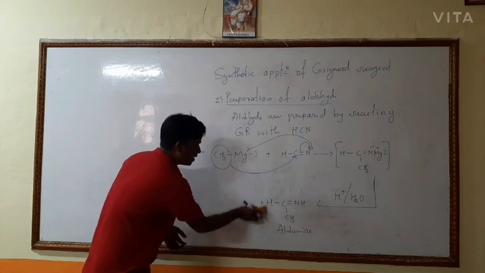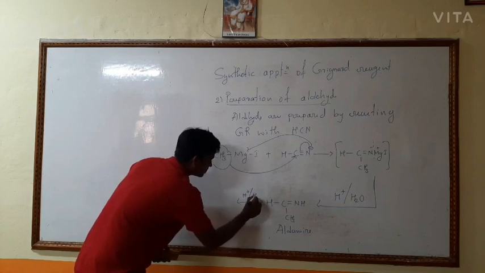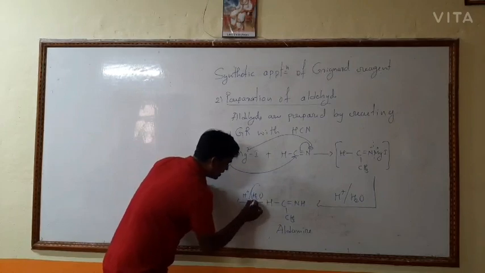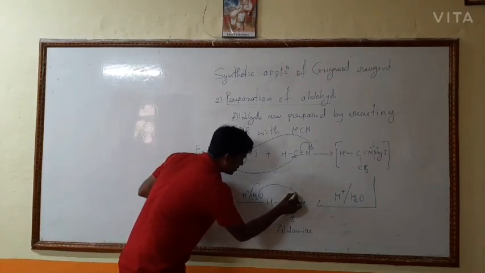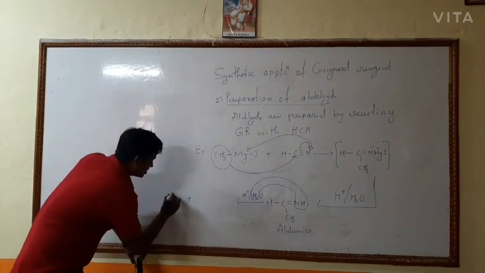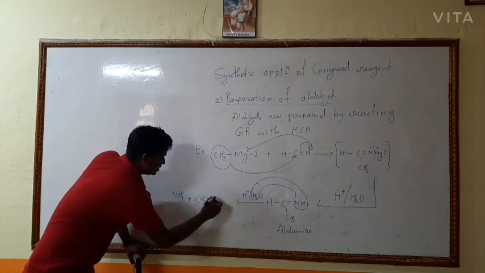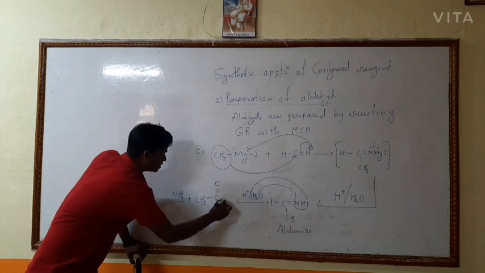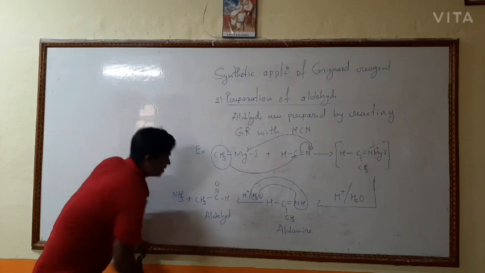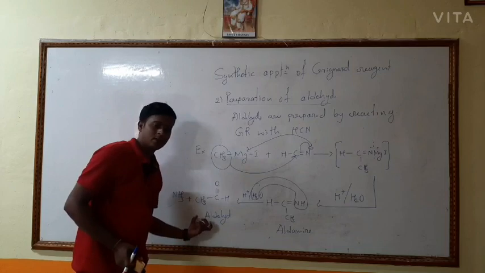Next, this aldimine further undergoes acid hydrolysis. At that time, this NH group goes out as NH3, ammonia, and gives CH3 C double bond O, H. This is our product, the aldehyde. This is the synthetic application of Grignard reagent in the preparation of aldehyde.